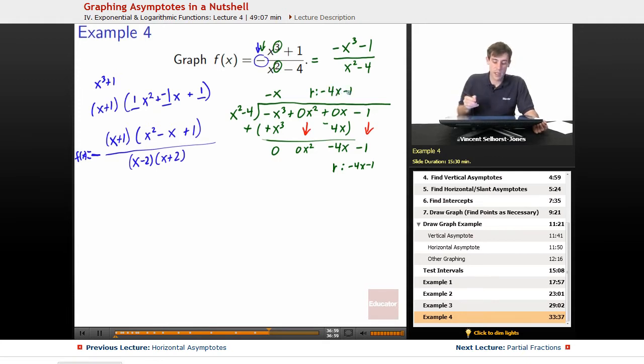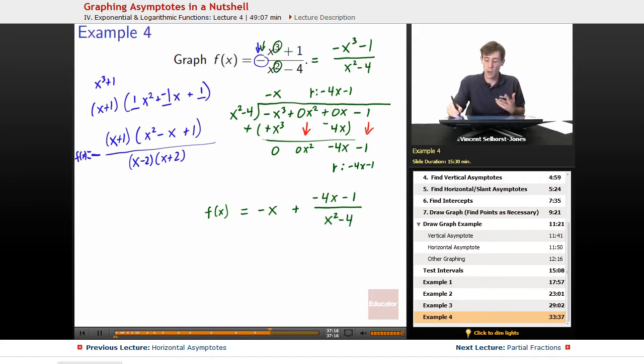And what came out was negative x. So what we've got is that f of x can be written in the form negative x plus its remainder of negative 4x minus 1 divided by x squared minus 4. Great, so now we've been able to figure out what the slant asymptote is. The slant asymptote is this negative x right here. Now, we might want to check this, because it's easy to make a mistake with polynomial division.